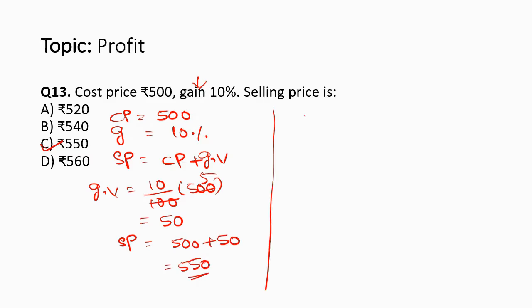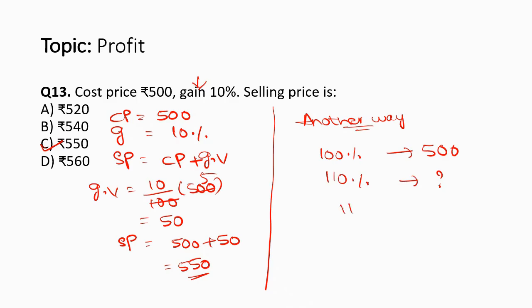So another way. So we know that 100% cost price is 500 and the gain percentage means increasing the value, right? So 110% is question mark. Just cross multiply, 110 into 500 by 100, 100 ones, 100 fives. Answer will be 550. Okay.